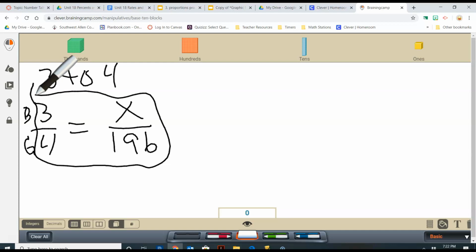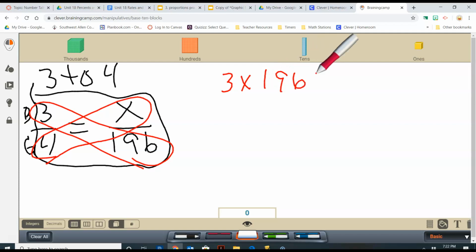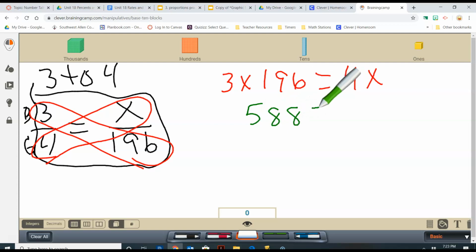First, we're going to want to use our cross multiplication to solve for that. So first thing I'm going to do is switch colors, so I can create my cross. So in other words, 3 times 196 is equal to 4 times x. 3 times 196 equals 588, which is equal to 4x.